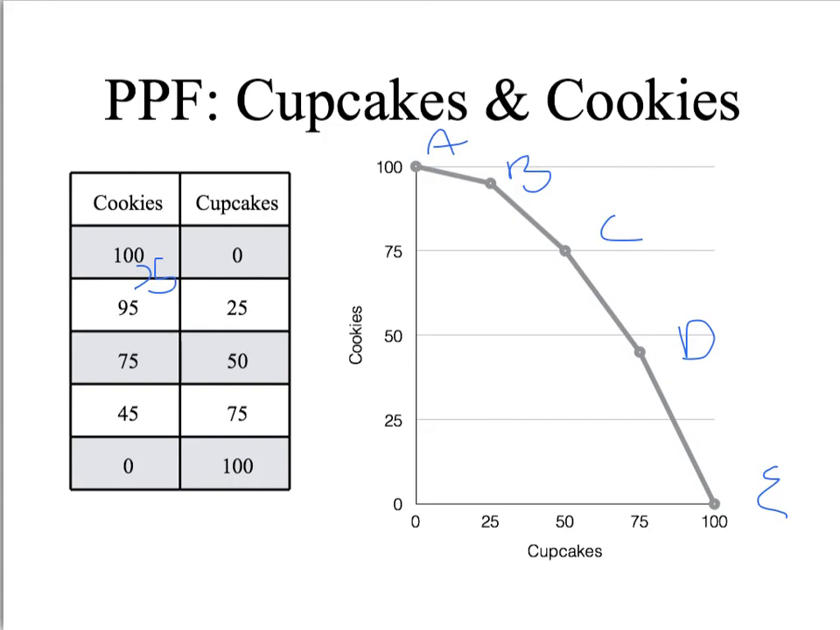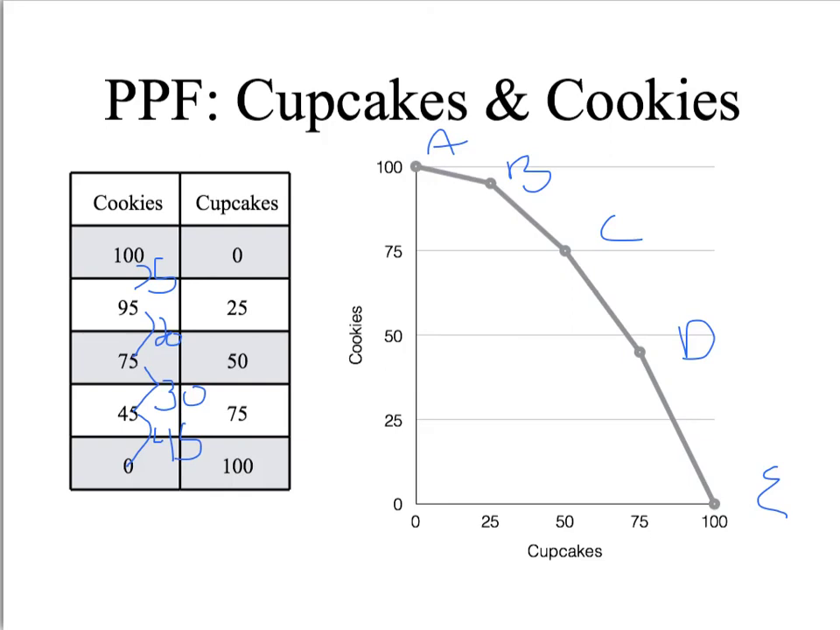But when we go from point B to point C, we give up 20 cookies to gain another 25 cupcakes. From point C to point D, we give up 30 cookies to gain another 25 cupcakes. And then from point D to E, we give up 45 cookies in order to gain the last 25 cupcakes. This basically shows that workers have different skills.